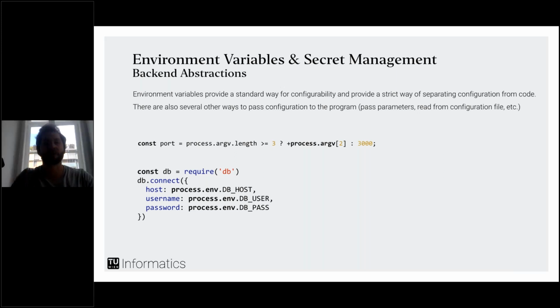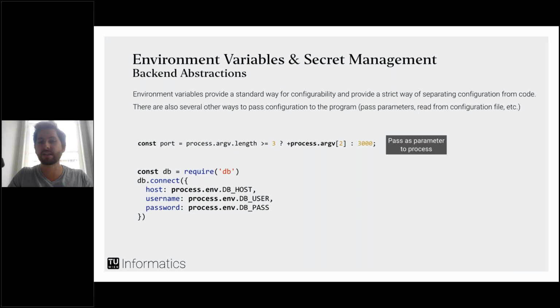Now, the way you can inject those things, you can pass it as parameters. You can say, well, I have a parameter, in this case, through process.argv, similar to what you may have seen in the C programming language or Java also. You have a list of parameters to the node process, and you can pass information there.